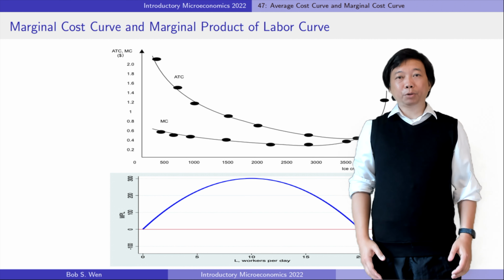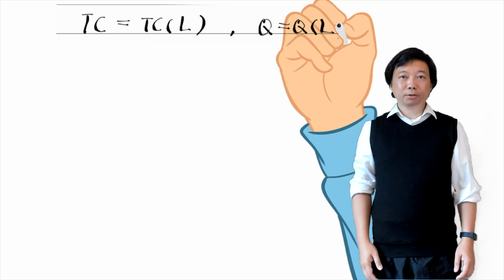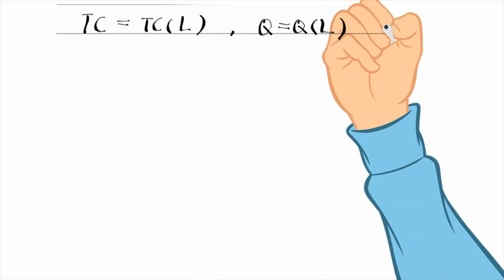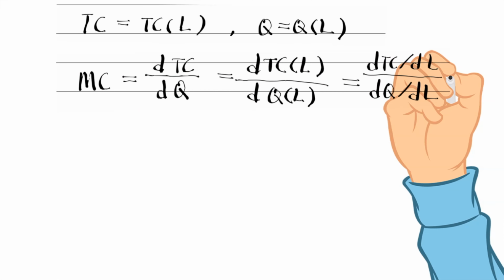The relationship between the marginal cost of output and the marginal product of labor in the short run can be seen using mathematics. The total cost is a function of labor in the short run because labor is the only variable in the short run. The output or the total product is also a function of labor. By definition, the marginal cost is the change in the total cost as the firm produces one more unit of output. We divide delta L from both the numerator and the denominator.